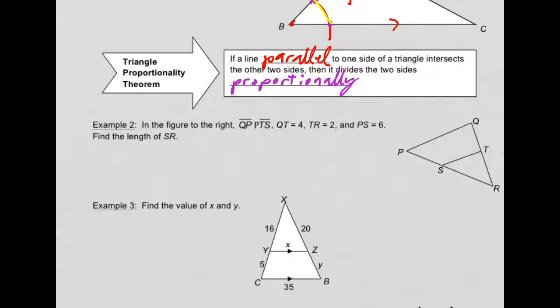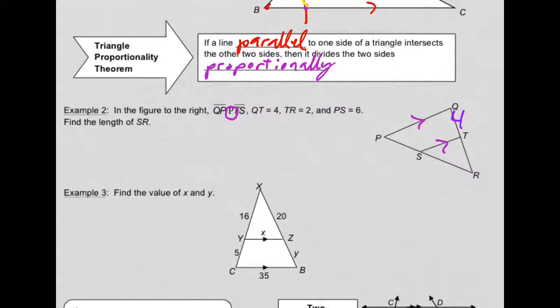Example 2. In the figure to the right, we have QP. I'm looking at what this means right here. We've got QP is parallel, it looks like, to TS. And QT equals 4. TR is 2. PS is 6. And we're trying to find the length of SR here.